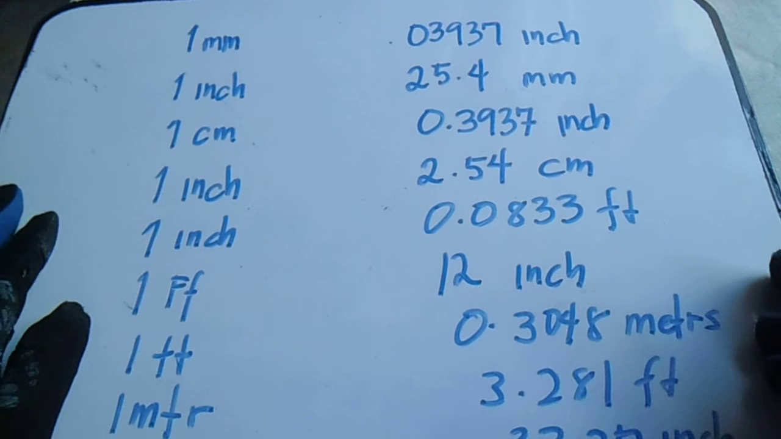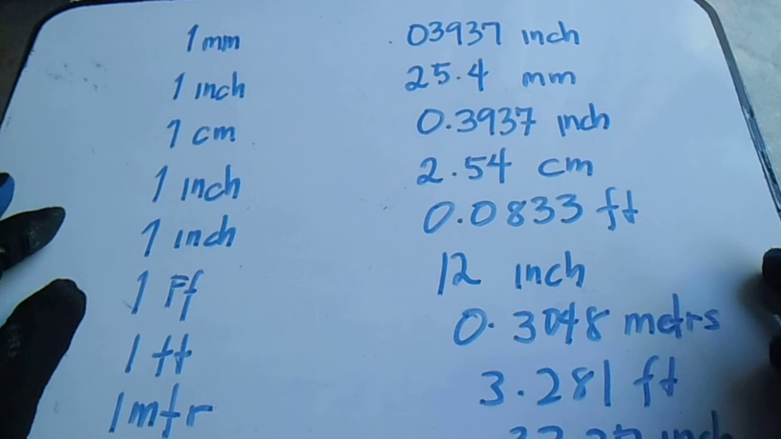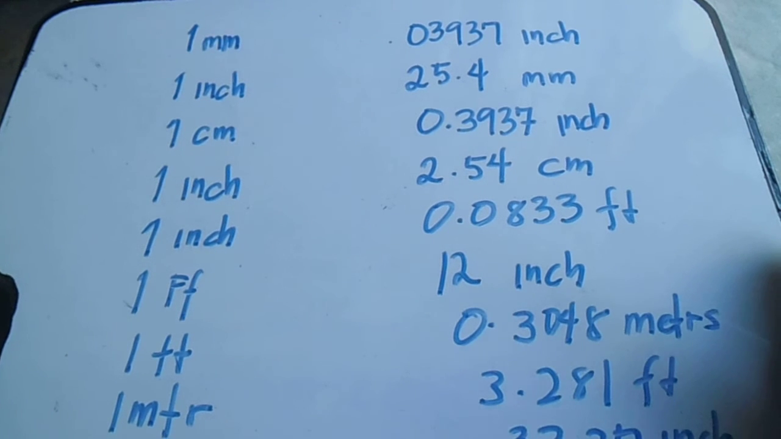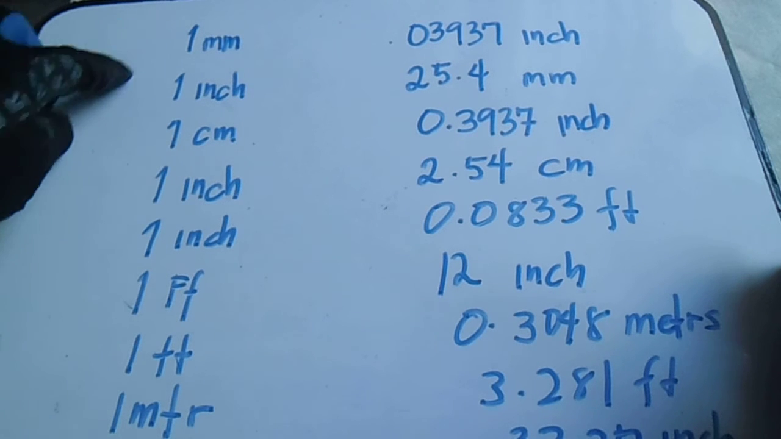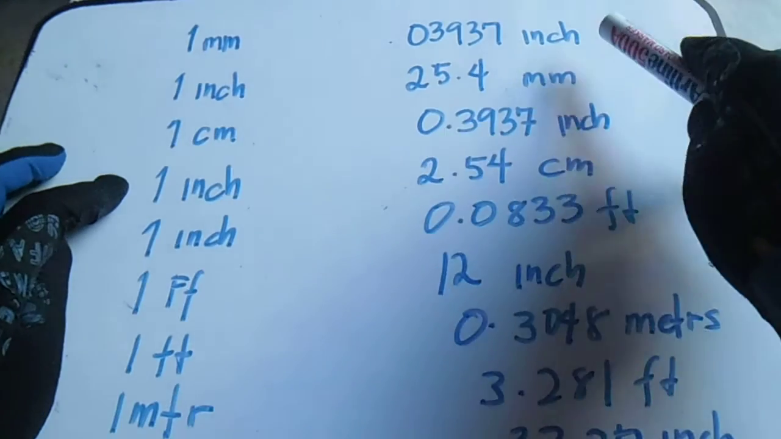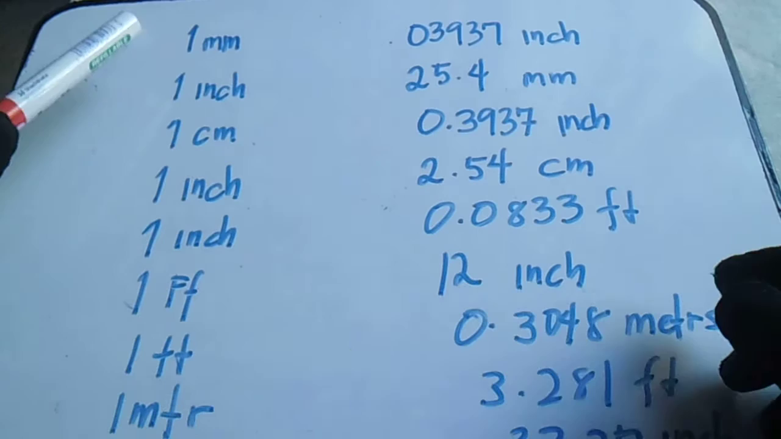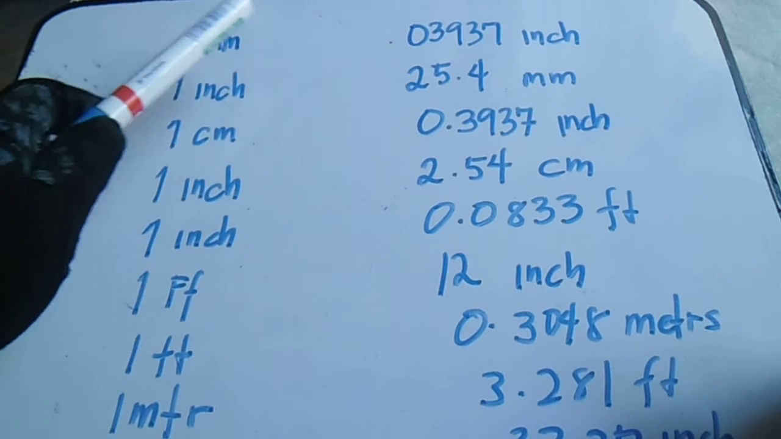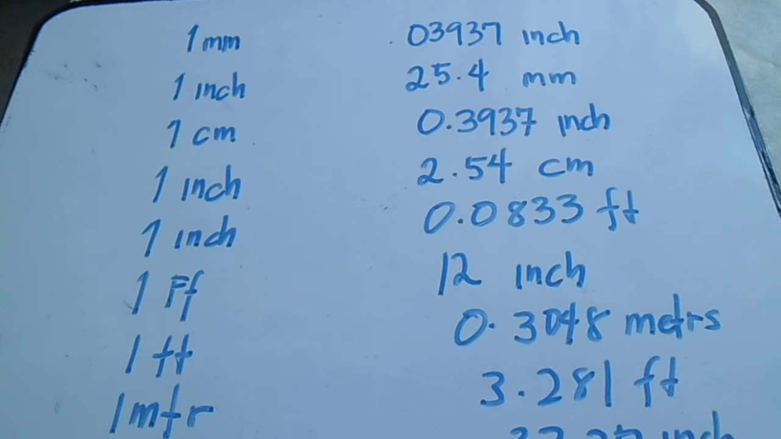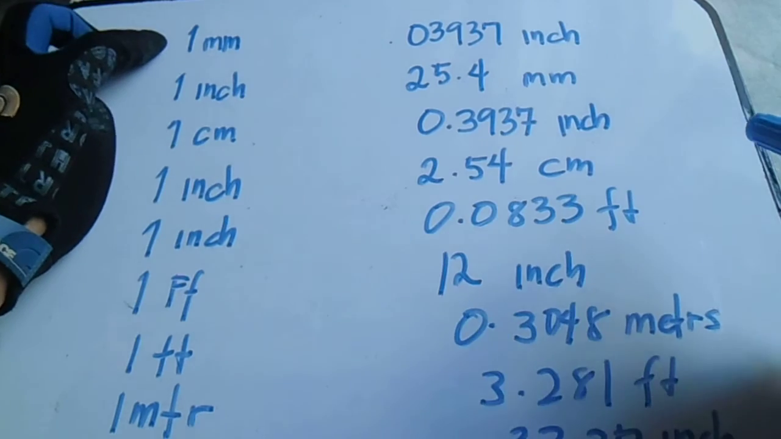So this is a conversion. We have millimeter, inches, centimeter, feet, and meter, but they have different numbers to be multiplied by. So we will convert all of these: millimeter, inches, centimeter, feet. We will first use the millimeter. So 1 millimeter equals 0.03937 inches.